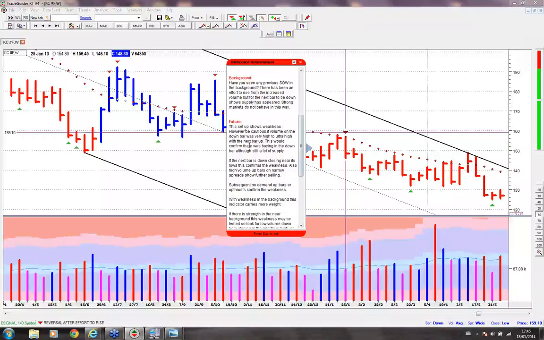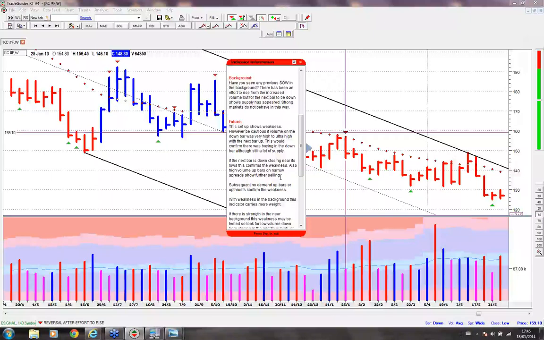However, be cautious if volume on the down bar was very high to ultra high with the next bar up. Well, it wasn't. The down bar was on average volume. I can see that from here. This will confirm there was buying on the down bar, although still a lot of supply. If the next bar is down, closing near its lows, this confirms the weakness. Well, it does. Okay, so we know it's closed near its lows.